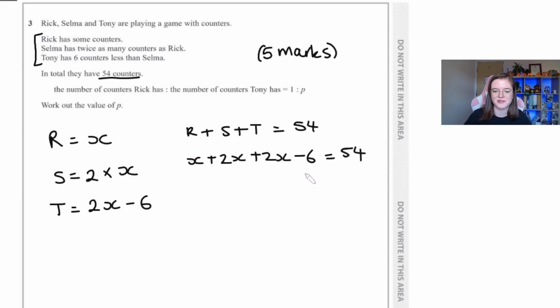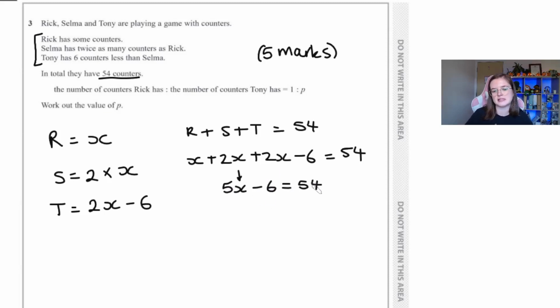If we then simplify all this, x plus 2x, that's 3x, plus 2x again is 5x, take away 6 is equal to 54. And then if we get x on its own, which means I need to move this 5 and this 6, but 6 is further away, so I'm going to move that first.